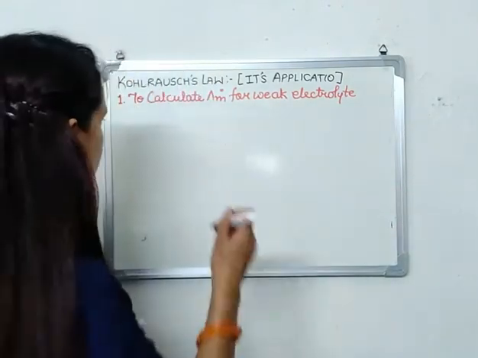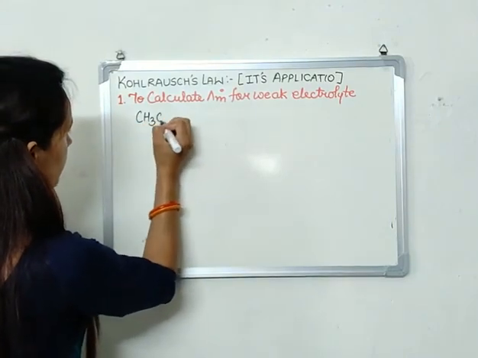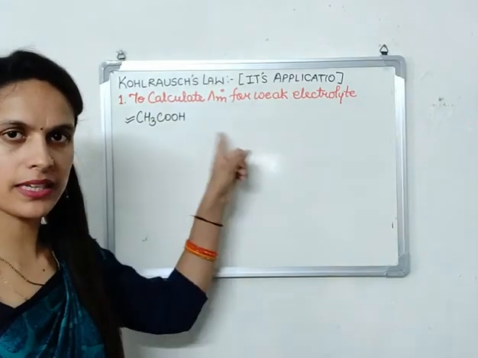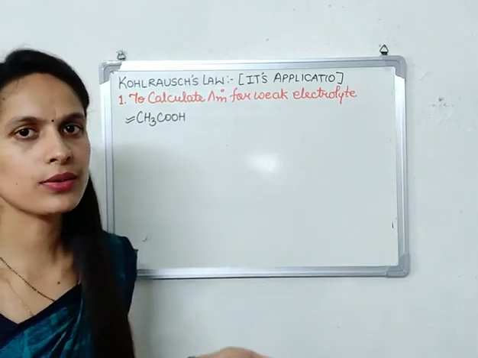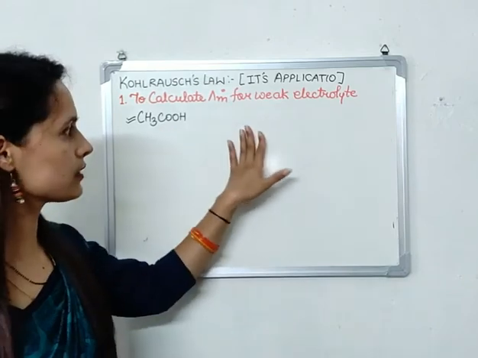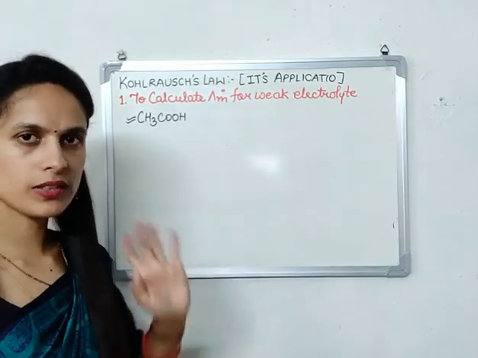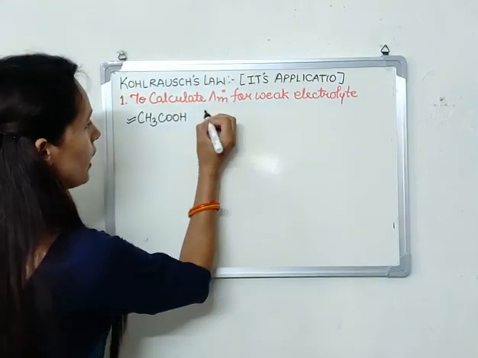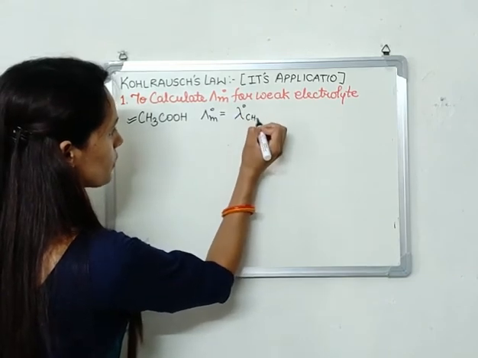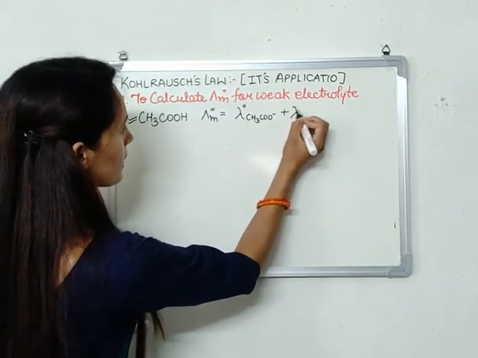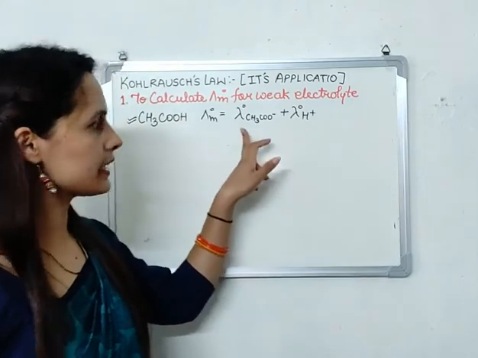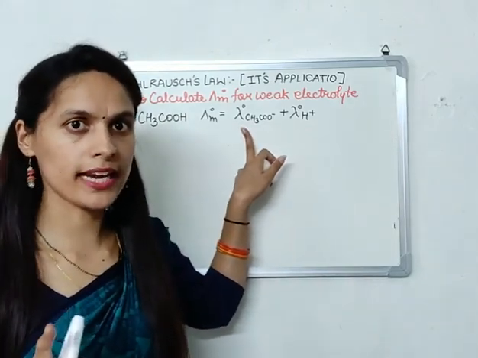Let us take an example. Suppose I have to calculate lambda m naught for CH3COOH. In our previous video, we have taken this example in the graph. So this is a weak electrolyte. We can't calculate lambda m naught through graph. Now according to KOHLRAUSCH'S law, lambda m naught for CH3COOH is equal to the ionic conductivity of CH3COO negative plus the ionic conductivity of H positive. Means limiting ionic conductivity, not ionic conductivity.